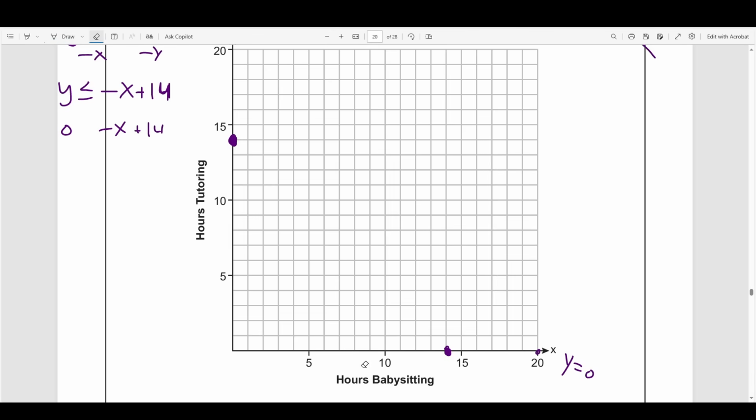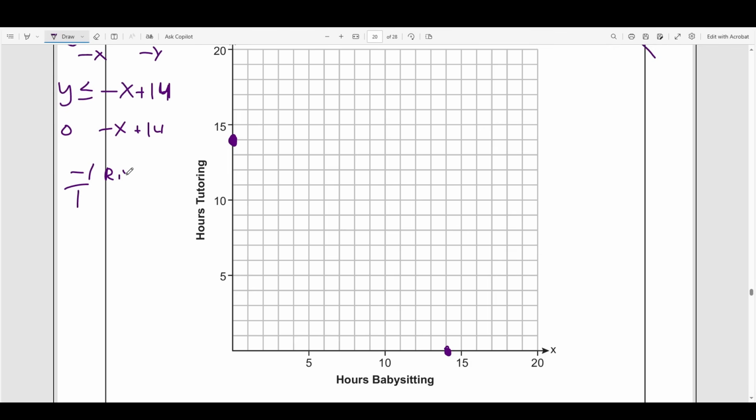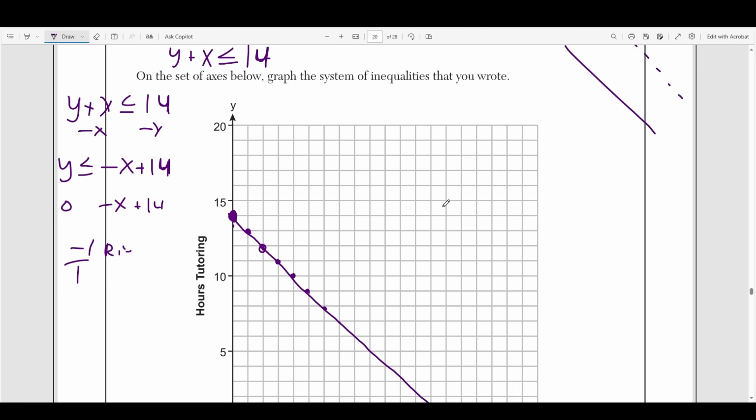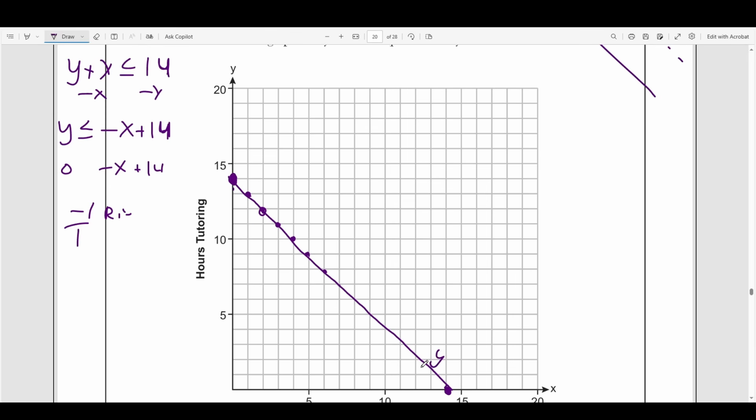So you can plot out every single point using the slope. Remember, the slope is -1 because there's -1 in front of x, so it's -1/1, your rise is -1: you're going down by 1 and to the right by 1. If you really wanted to connect all the points, it would look something like this. But as long as you have 2 points, you can draw a straight line through them in this case, and that would be your complete graph. So this is my complete graph for, and I'll have to label it, y plus x is less than or equal to 14.